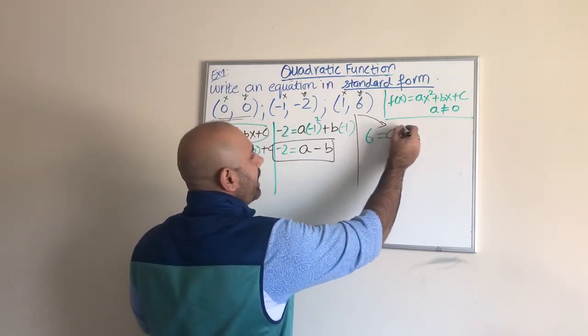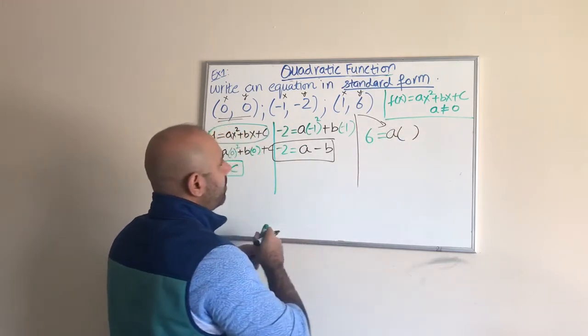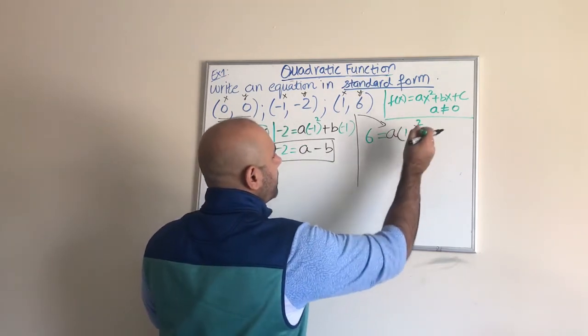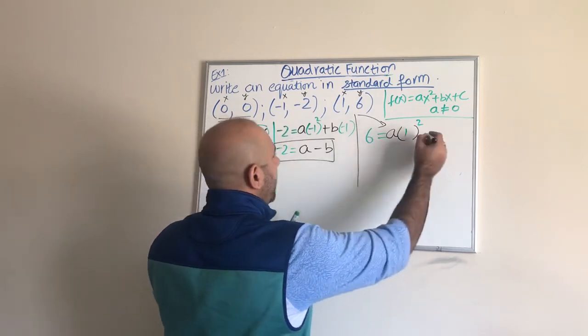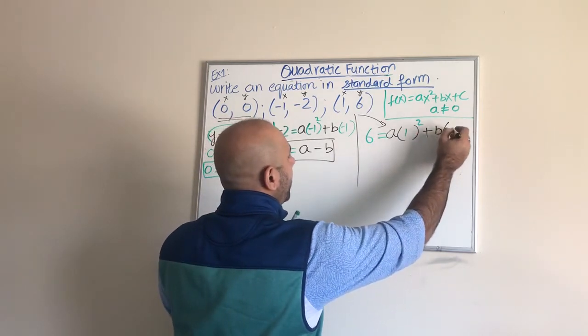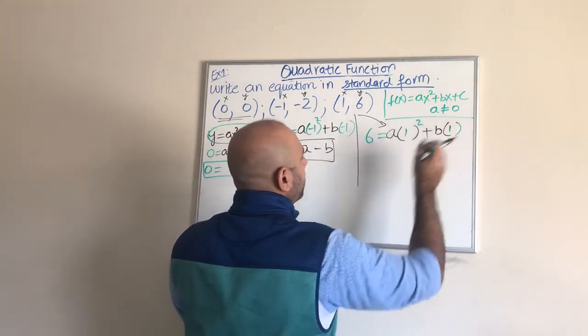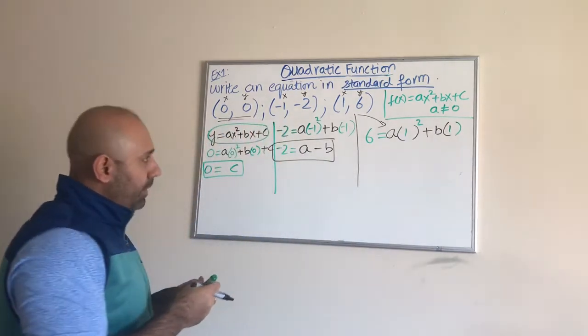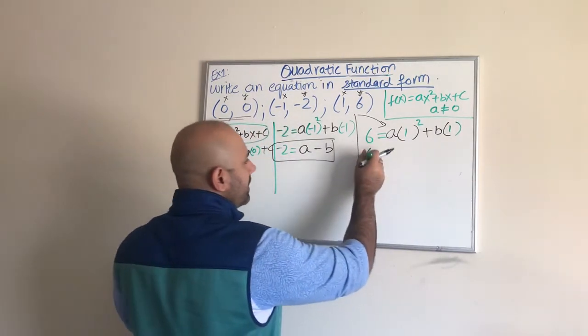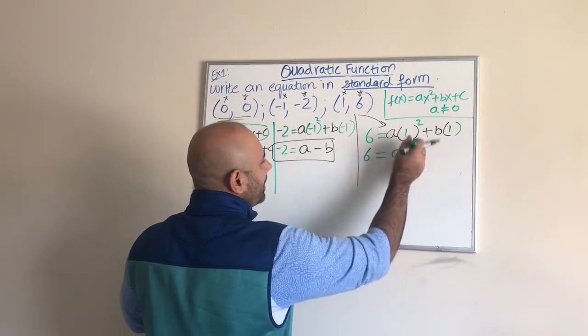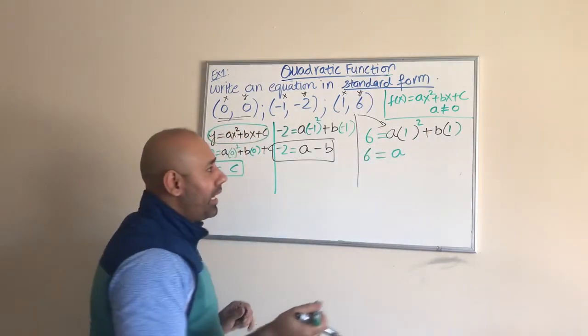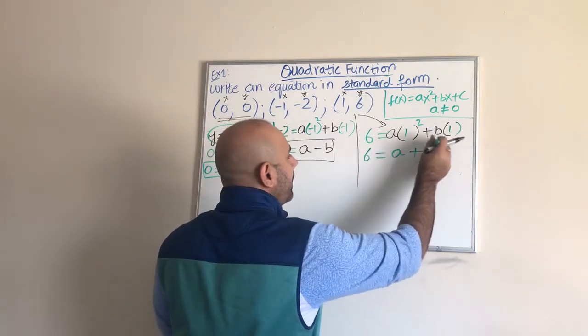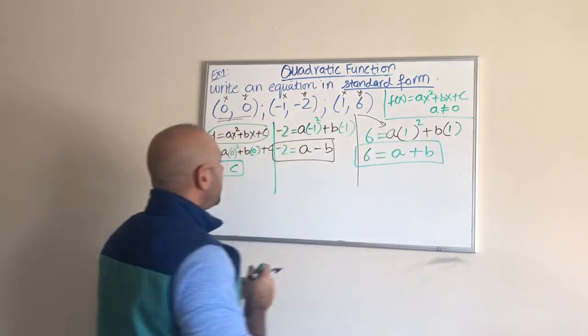So I have a times, what do I have here? 1 squared. You can still put it in the parentheses. And then I have plus b times, again, +1, right? Now let's simplify. This is 6 equals 1 squared is 1, so a times 1 is just a, and then plus b. Again, just put it in the box.